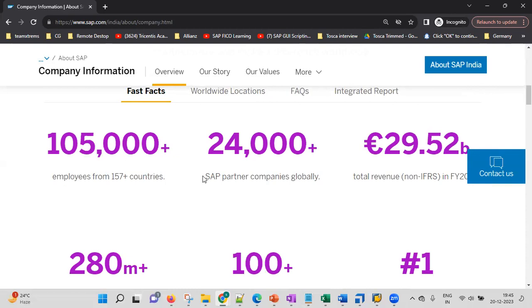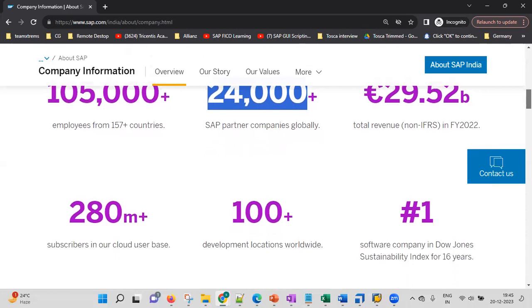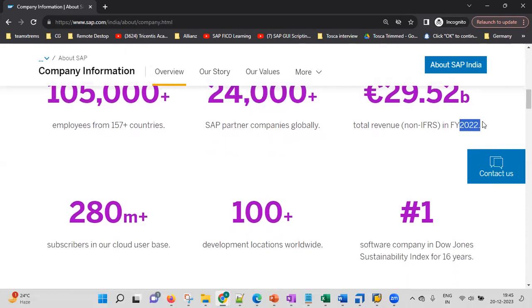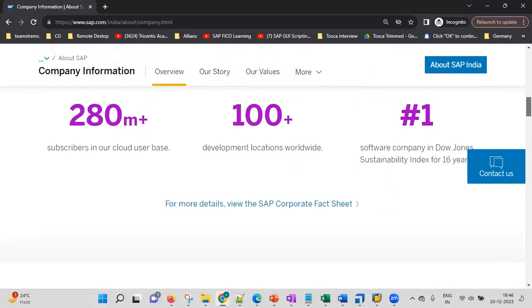See here, SAP has more than 24,000 partner companies globally associated with it. And its total revenue in 2022 is 29.552 billion dollars. Also, there are 280 million plus subscribers in the cloud user base. Right now, SAP is providing cloud-based services, so 280 million plus users are using it.